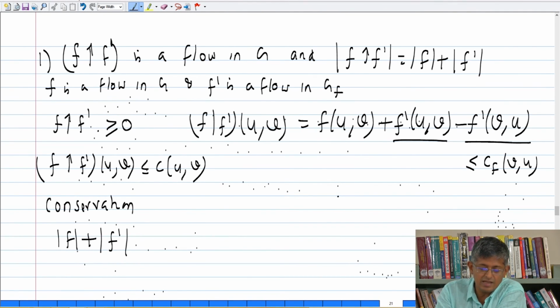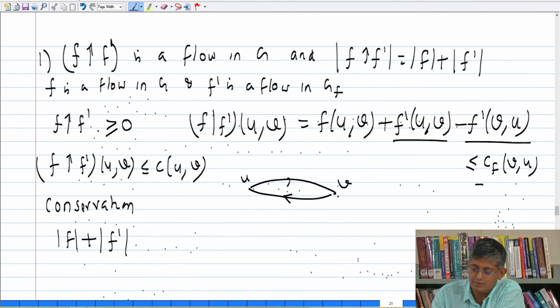Right. So let us just recall this. I'm looking at this particular edge UV. So therefore this would have actually been equal to F of U comma V. So let us just look at it. This is the definition of the residual network.